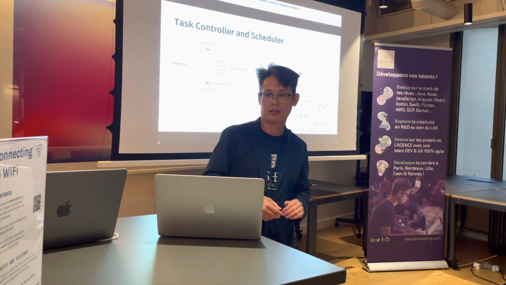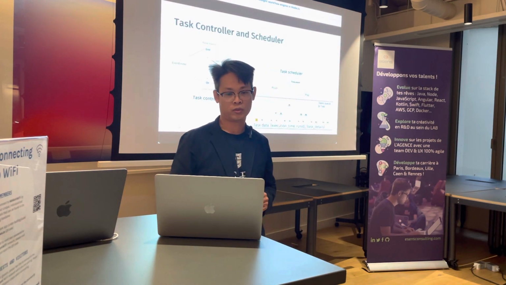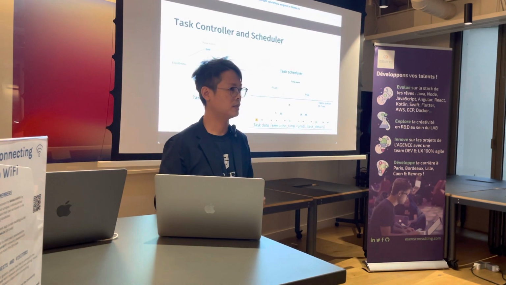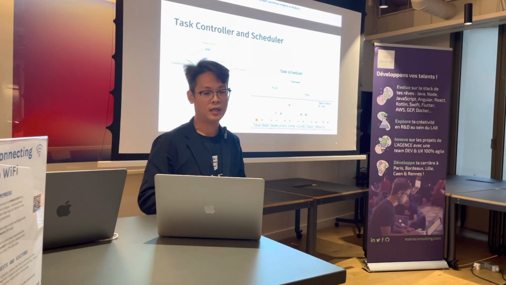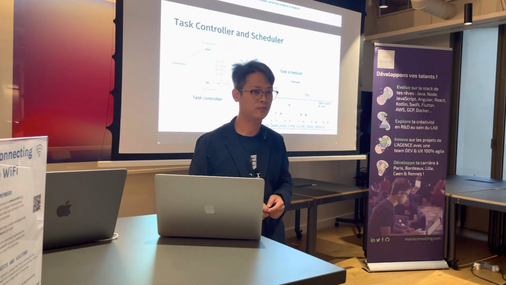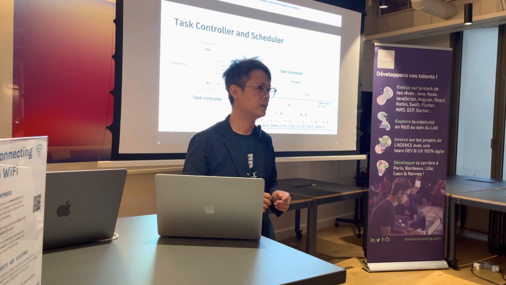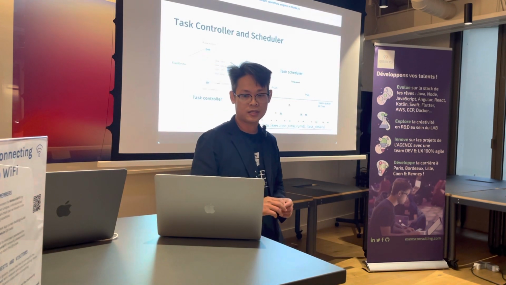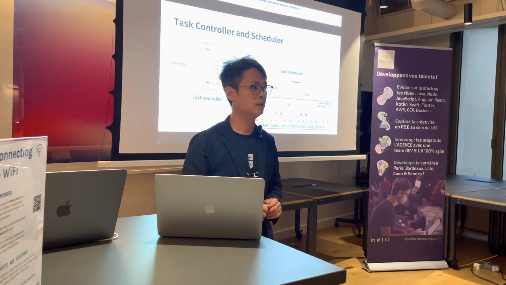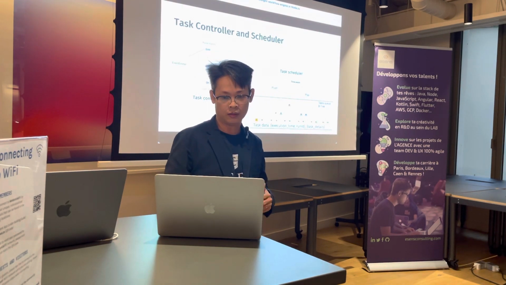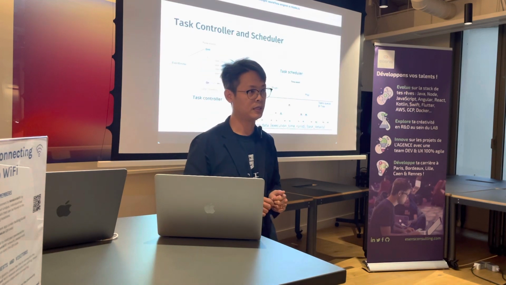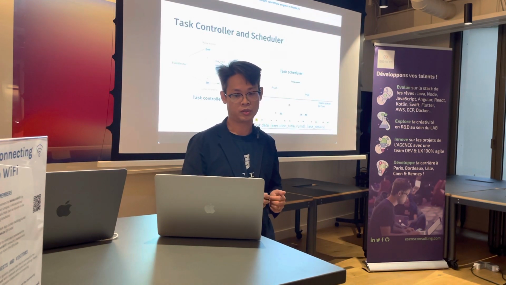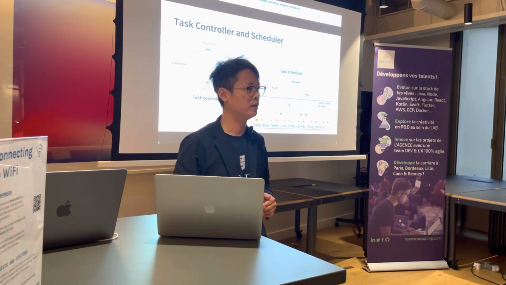Let's deep dive into more detail about the task controller and scheduler. On the left-hand side, you can see the task controller. It extends the event emitter of Node.js with methods for writing events and listening to events. It helps us monitor task status. On the right side, you see the task scheduler. It's based on a task queue using the B-tree data structure, which is really good to store the tasks in order of execution time.